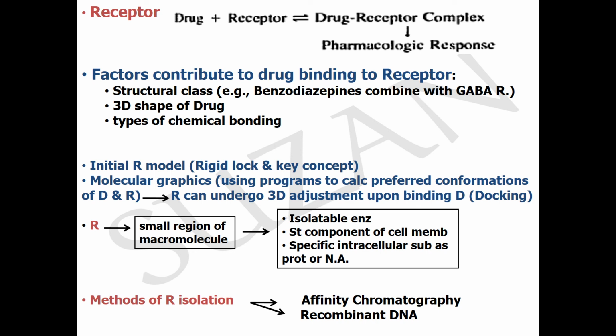Methods of isolation of the receptor include affinity chromatography and recombinant DNA. Recombinant DNA is the DNA formed by laboratory methods of genetic recombination, such as molecular cloning.